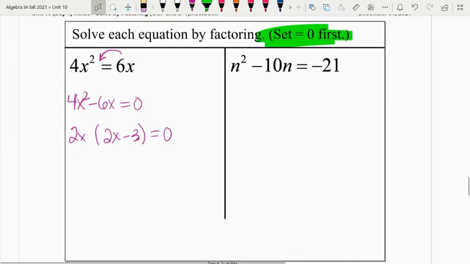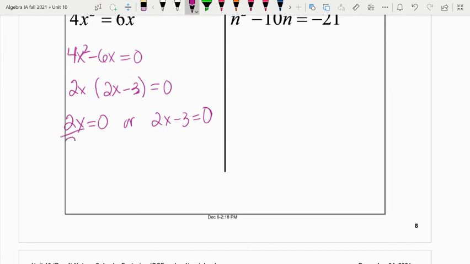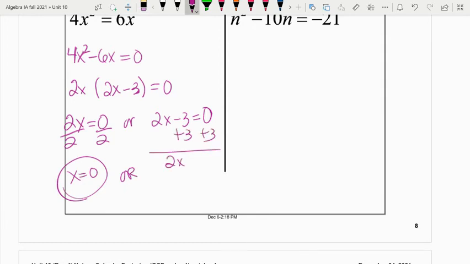Set equal to 0. Solve this, you get 2x equals 0, or 2x minus 3 equals 0. So one solution, divide by 2, x equals 0, or add 3 here, 2x equals 3, divide by 2, x equals 3 over 2.